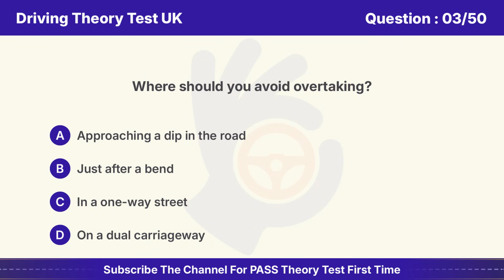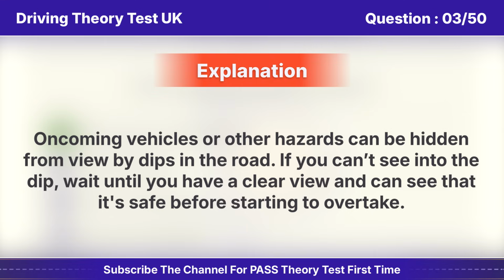Question 3. Where should you avoid overtaking? Answer is A. Approaching a dip in the road. Oncoming vehicles or other hazards can be hidden from view by dips in the road. If you can't see into the dip, wait until you have a clear view and can see that it's safe before starting to overtake.